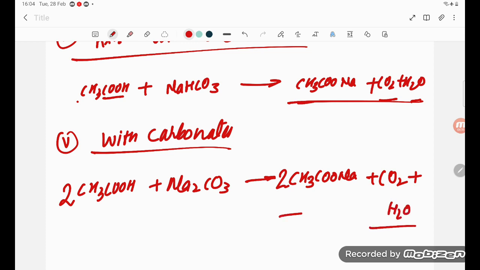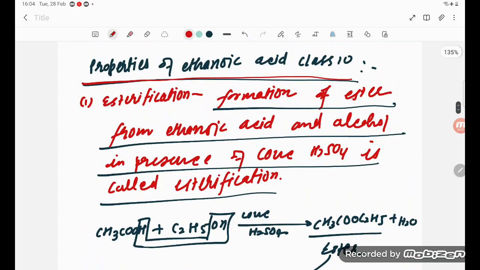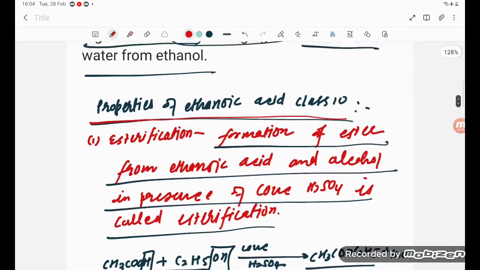So this is all about the chemical reactions of the carboxylic acid. Total 5 reactions are there, student.